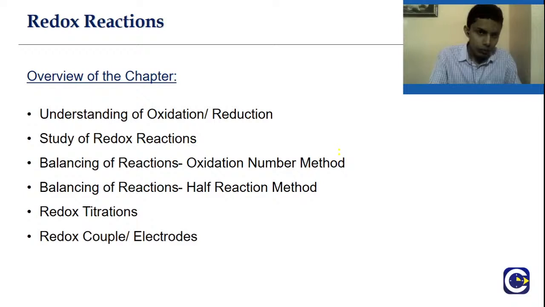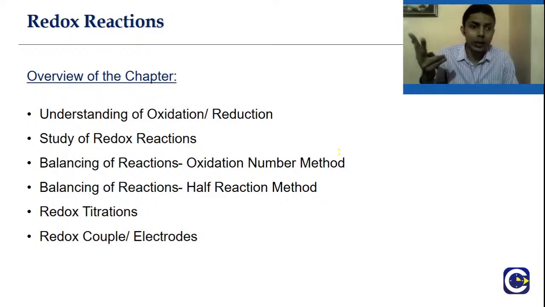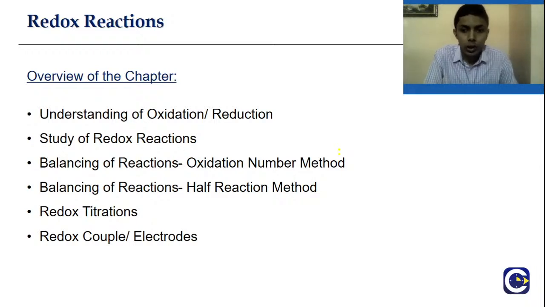So in this chapter, we will be learning oxidation and reduction through various methods. And then we will study redox reaction, balancing of reaction. This we will be learning in upcoming sessions. Balancing of reaction, there are two ways: one is oxidation number method, one is half reaction method. And then there is redox titration, which is the application of whatever we are learning. And then redox electrodes, one more application of principles of redox reaction.